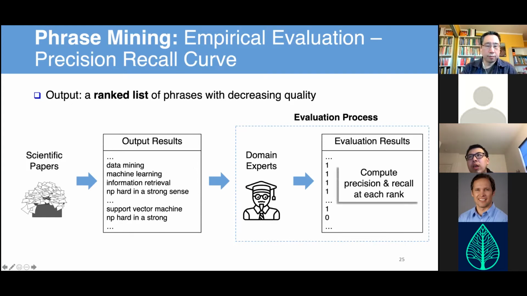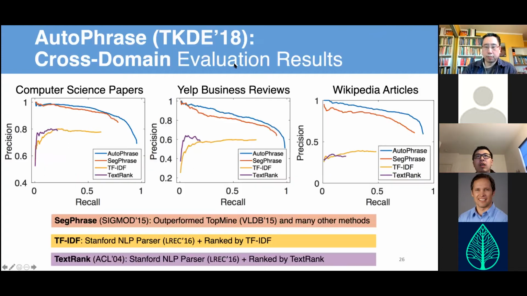And with this 0-1 sequence, we can calculate the precision and the recall at every rank. Every precision and recall pair becomes a dot in a precision recall curve. You can calculate this precision recall curve for evaluation, and the area under the curve is the one we are looking at. The larger, the better. We are mainly comparing AutoPhrase with SegPhrase and some NLP methods with some ranking mechanism. We are using the Stanford NLP parser as one of the baselines here to do this phrase extraction.